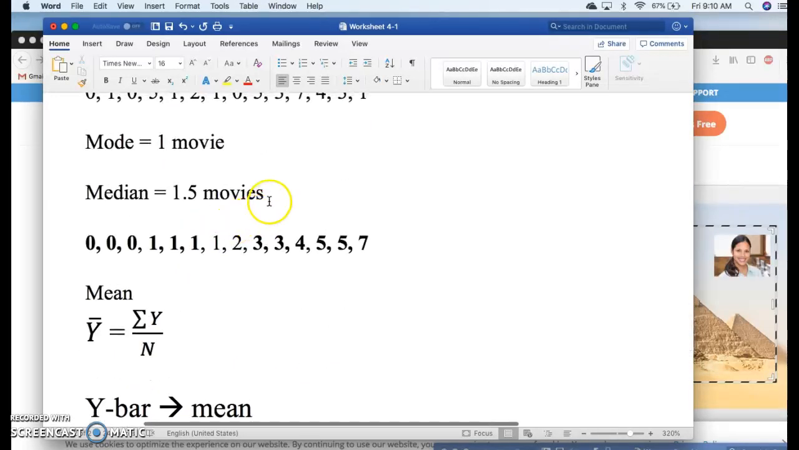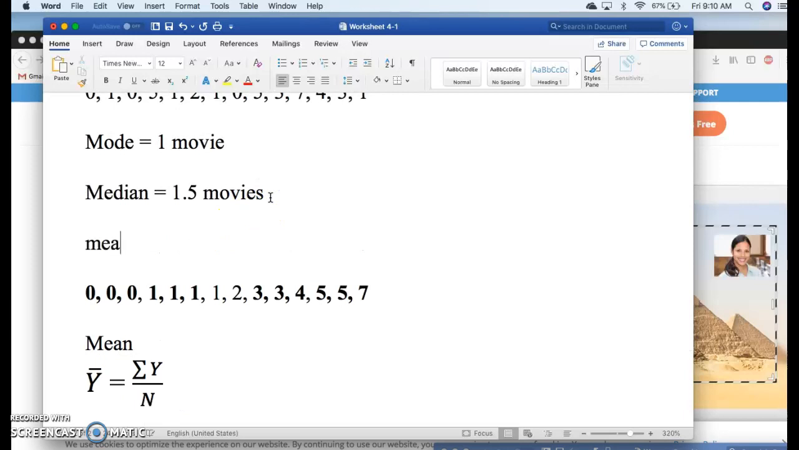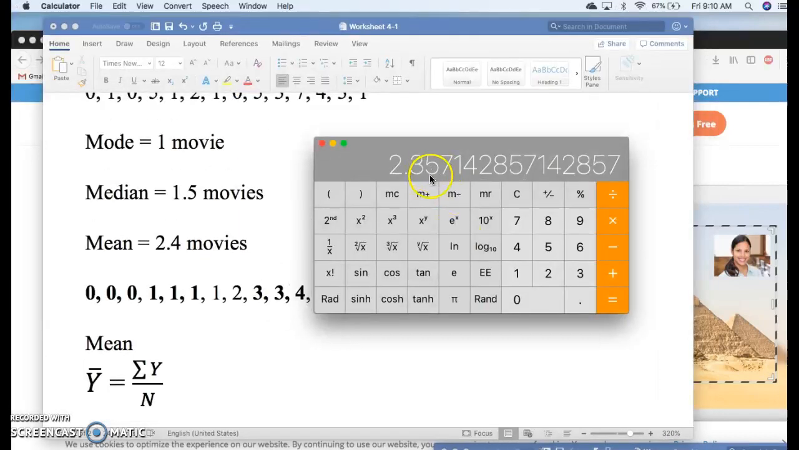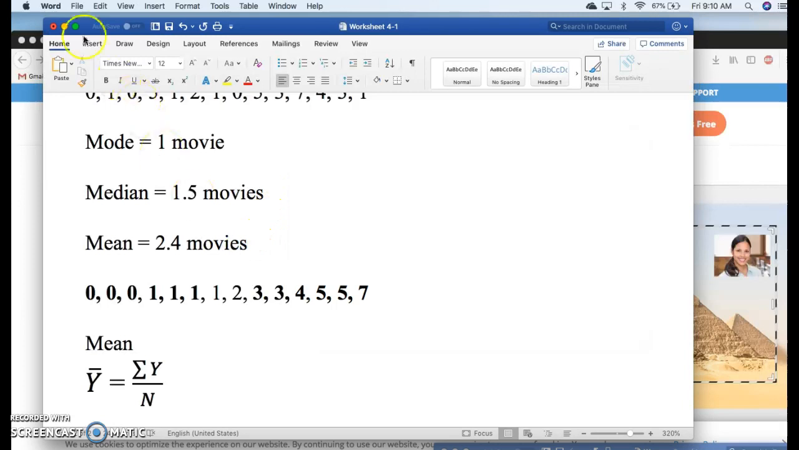Wherever you want to round it is fine, as long as we're rounding correctly. If the number next to the decimal place we want to round to is 5 or higher, we round up. So this got rounded to 2.4. If the number next to the decimal where we want to round is 4 or lower, then we round down. So that's the rule for rounding. So we have 2.4 for that.